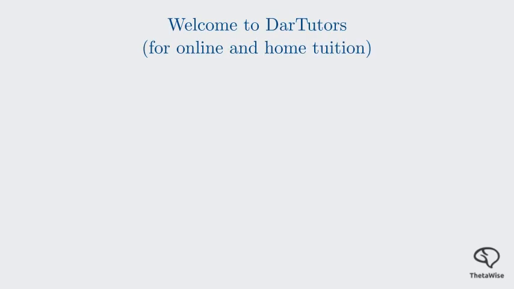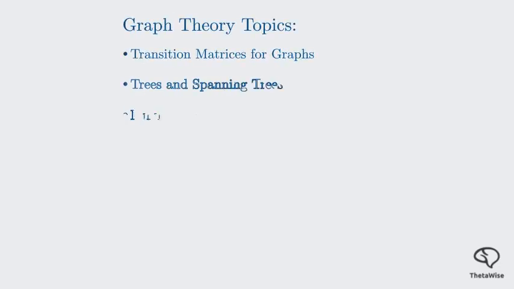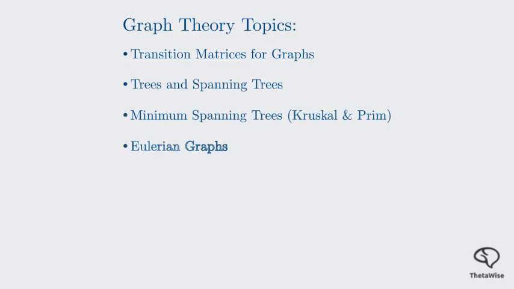Today, we're diving into a fundamental and highly applicable branch of mathematics, graph theory. Specifically, we will be covering transition matrices for graphs, trees, and spanning trees, minimum spanning trees using Kruskal's and Prim's algorithms, and Eulerian graphs. These concepts are not just abstract, they are the bedrock for modeling and solving real-world problems. By the end of this session, you will be proficient in using these tools to tackle various scenarios, from museum floor plans to network design.